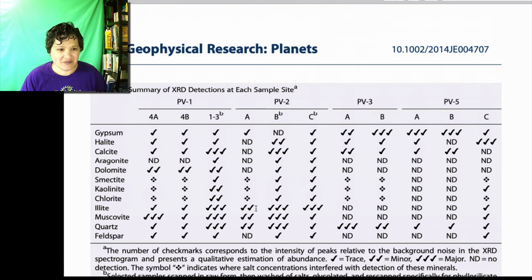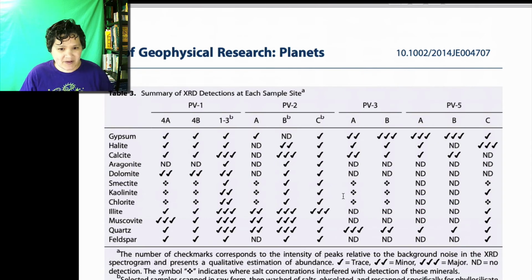How did we do it? Well, we just said, let's give relative amounts. If we just barely saw it, we'd get a check. If there's more, we'd get 2 checks. And if there was a lot of it, it would get 3 checks, right? ND means not detected. Okay, so that's one way to do it. We have a whole bunch of different factors all in one table, lots of minerals, several sites, several depths within the site.